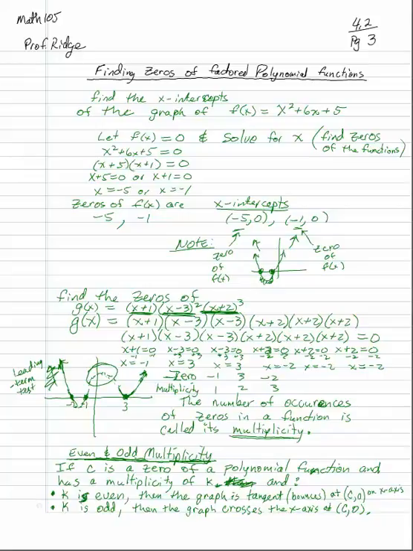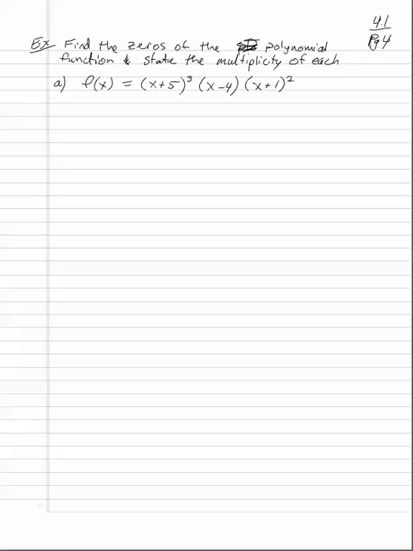Now if the multiplicity is odd, if k is odd, then the graph just goes through the x-axis. It crosses it at that point. So for instance, at -1, the multiplicity is 1, and we see it went through. And for -2, the multiplicity is 3, which is also odd, so it goes through. So it goes through at -2, goes through at -1, and it bounces at 3. Okay, so let's try an example.